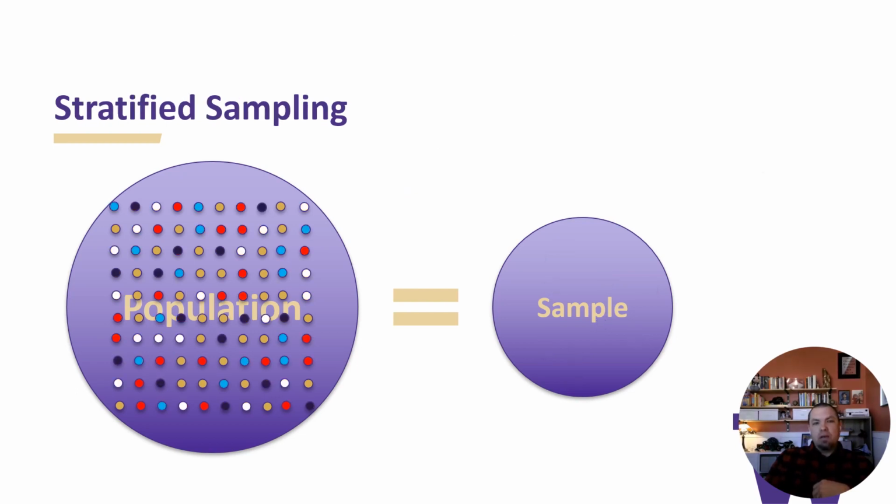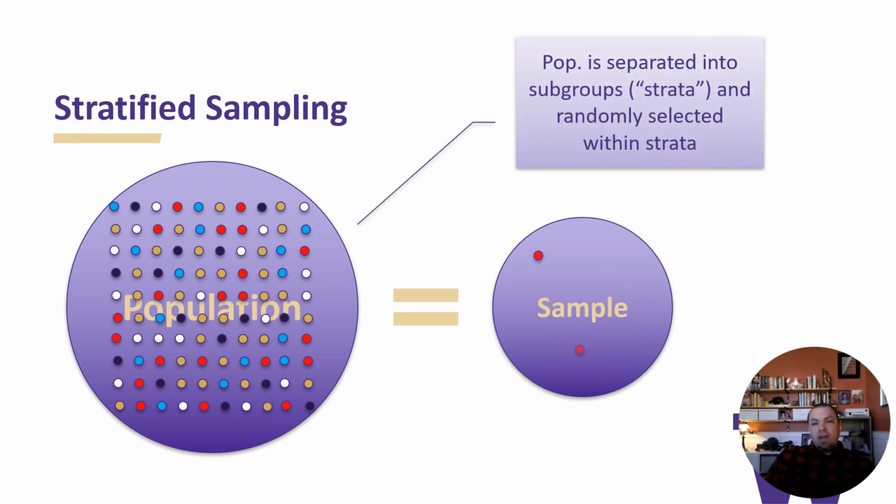The third type of probability sampling here is called stratified sampling. And what stratified sampling is, it separates the population into subgroups, or what we call strata, and then randomly selects within those subgroups, right? So this is often done when people are interested in looking at differences across race, for example, within a population.